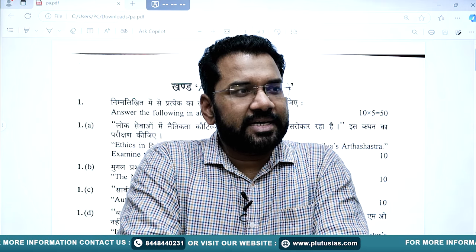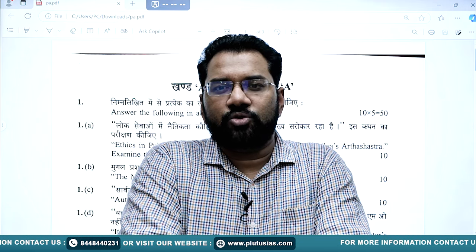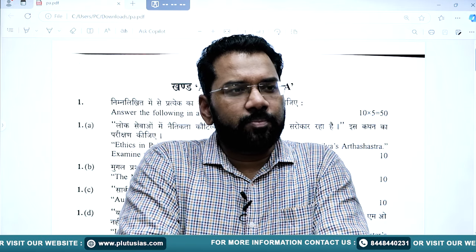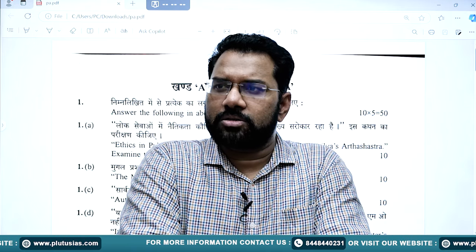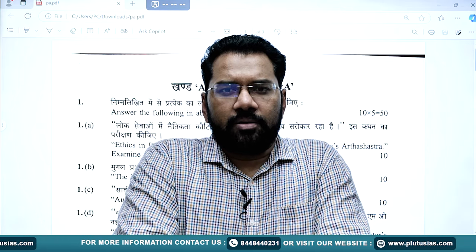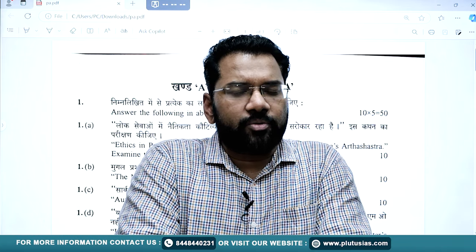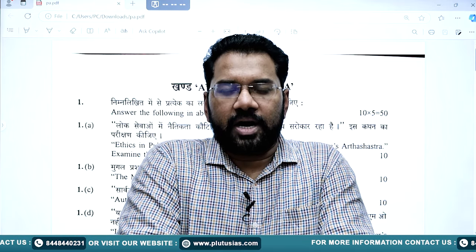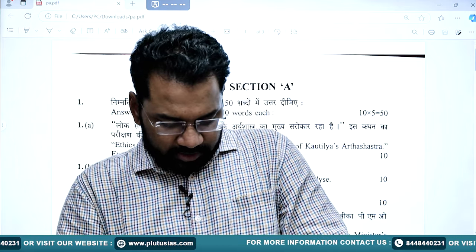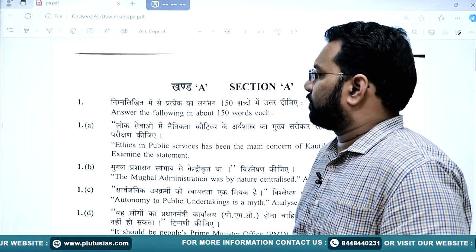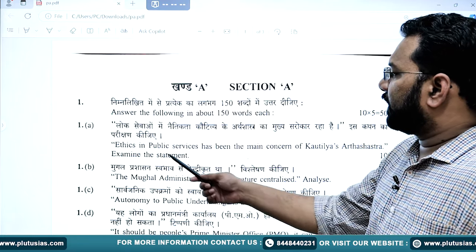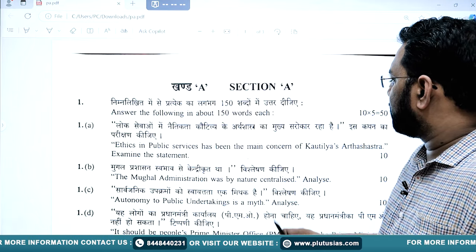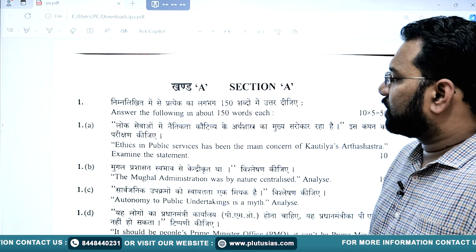Considering the easy to moderate level of the question paper, people will definitely be scoring more, because you can scrutinize all the questions. They are directly coming from the main topics in the syllabus. For example, here the question is: ethics in public service has been the main concern of Kautilya's Arthashastra.